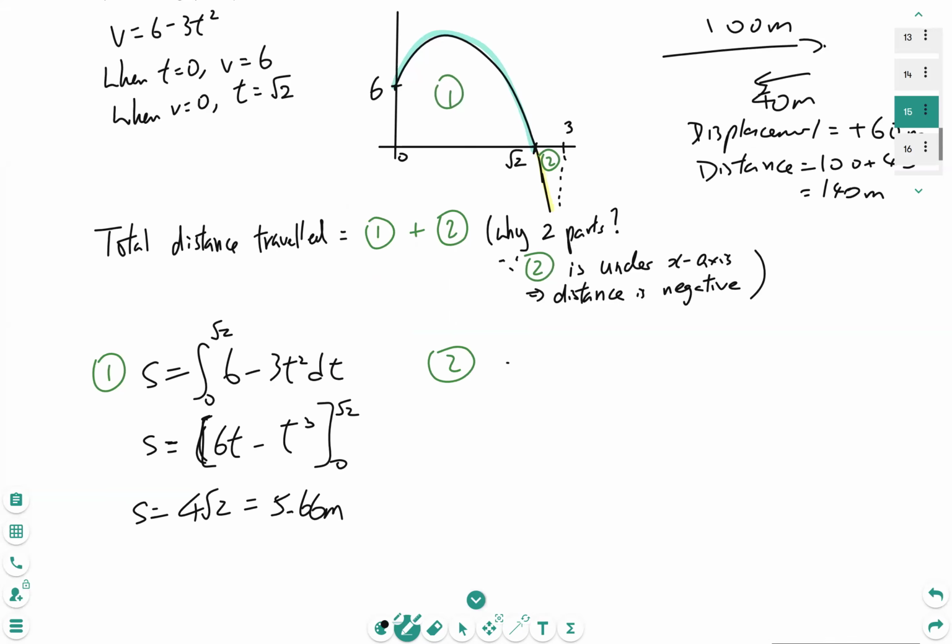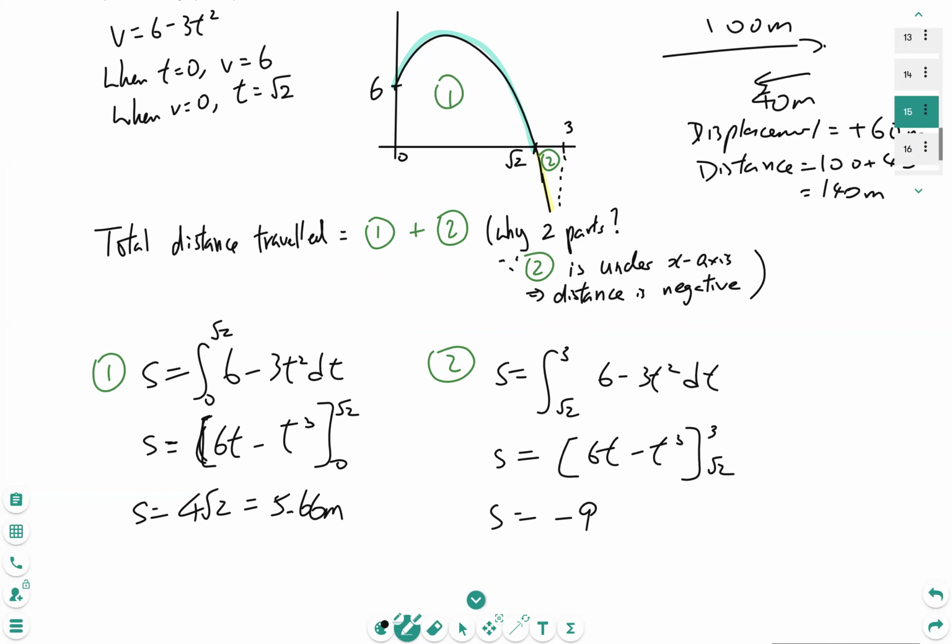And part 2 is when you're integrating, S equals the integral from root 2 to 3 of 6 minus 3t squared dt. So S equals 6t minus t cubed from root 2 to 3. Now, if you put 3 in there, you should get minus 9. When you put root 2, you get 4 root 2. So you get S equals minus 14.66. It's negative because it's underneath the x-axis.